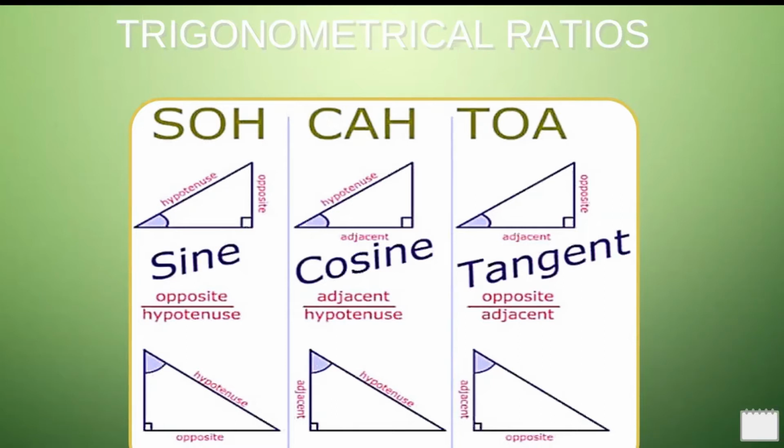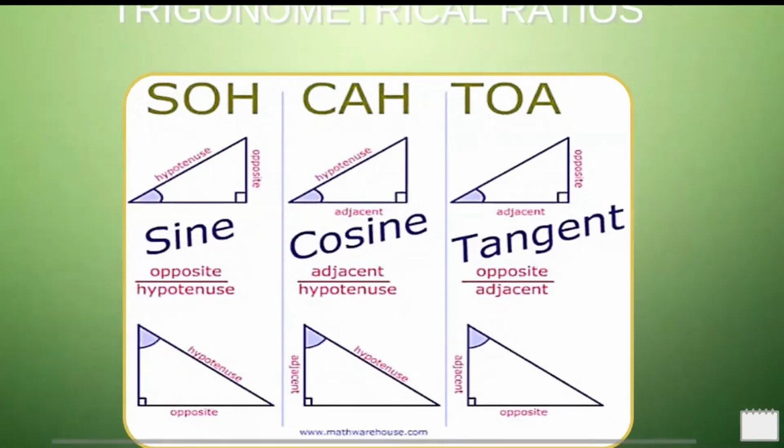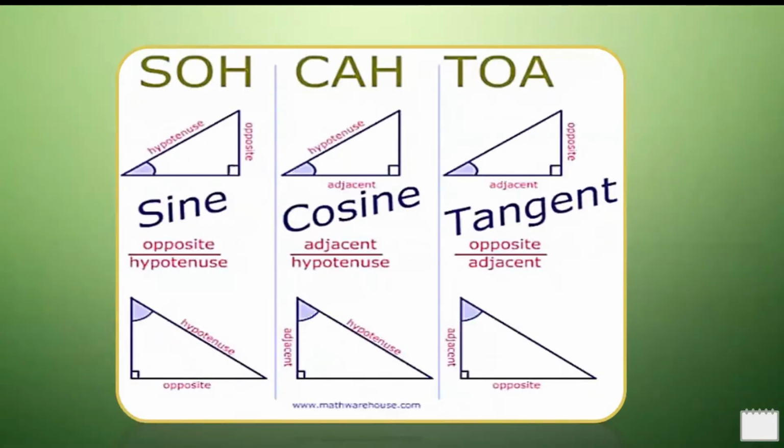Now, if you look at the triangle to the right of that first triangle, you'll notice in this case the angle is at another point. Are you seeing that? We're not looking at the angle at the bottom.